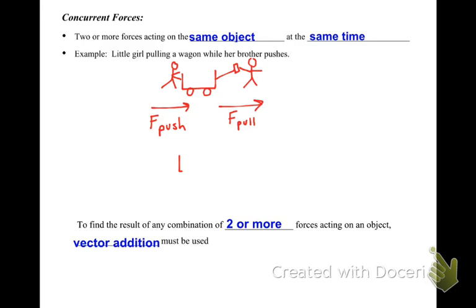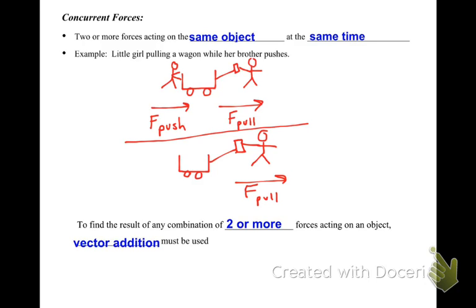Now, we could have the world's worst little brother. So this little girl, she's pulling, doing her best with Go-Go Gadget arm. So she's pulling here. And then you have her tiny little brother saying, don't you dare. And he's pushing it this way.